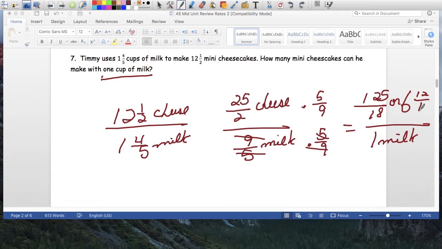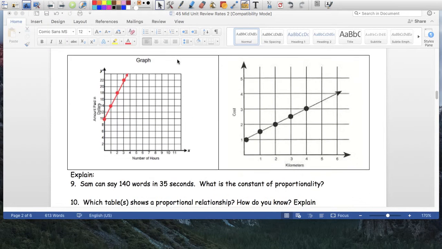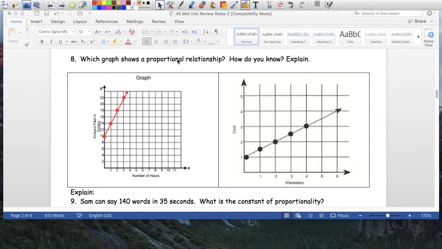8. Which graph shows a proportional relationship? ¿Cuál de los dos tiene una relación proporcional? Bueno, ese no. Y ese no. How do we know? Porque no empieza aquí. Y ese también no empieza aquí. Empieza aquí arriba en 10 y aquí empieza en 1. Tiene que empezar en 0, 0. Has to start at 0, 0. Okay, so both of them are no. They're both not a proportional relationship.